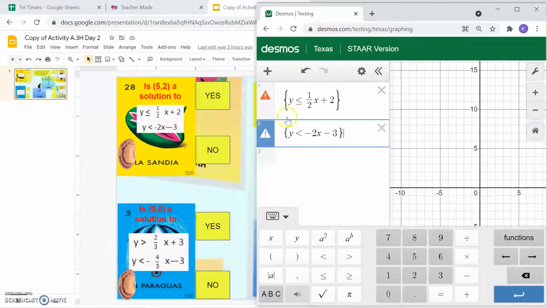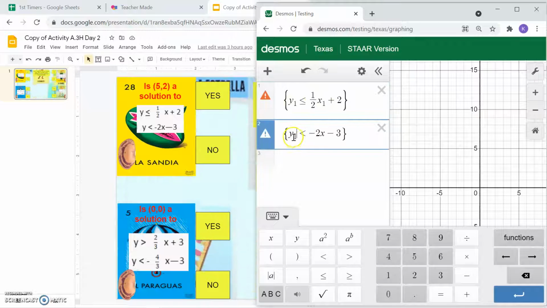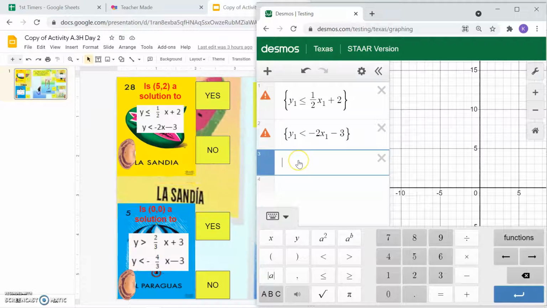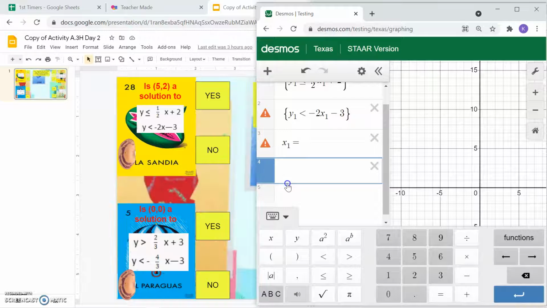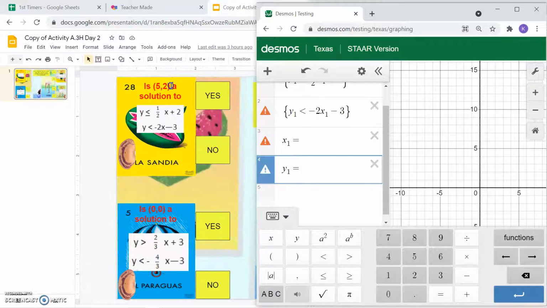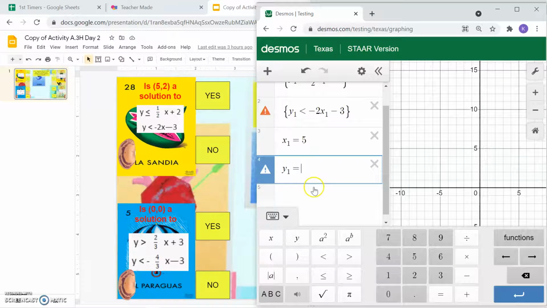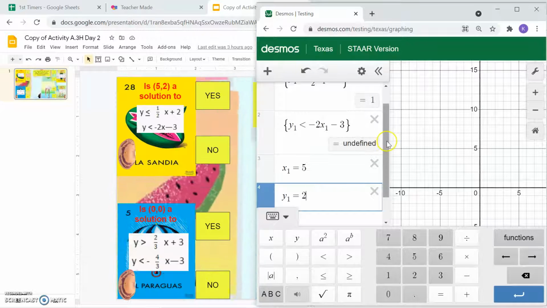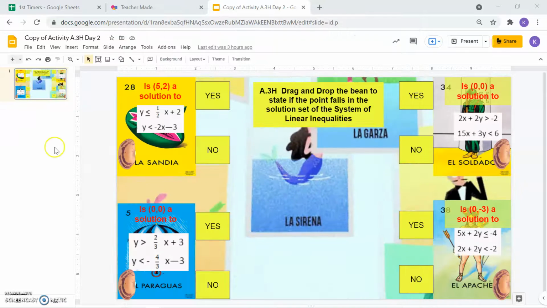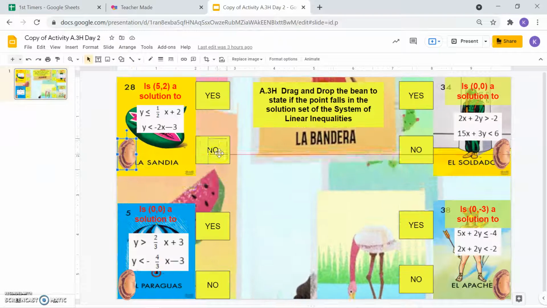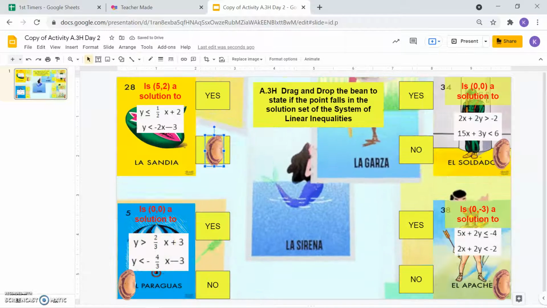Now it's given us a point. That means that we need to change this to y1, x1. And we're going to put here y1 equals, x1 equals, and y1 equals. We're going to type this point in. My x value is a 5, and my y value is a 2. See how they're not both ones, they're not both true. They both have to be true, so this one I will have to say, no, this is not a solution to it.